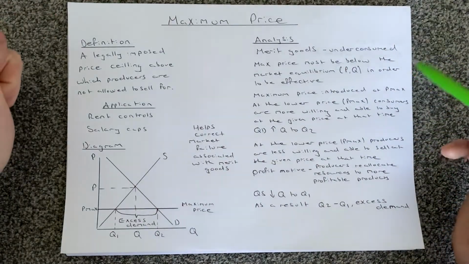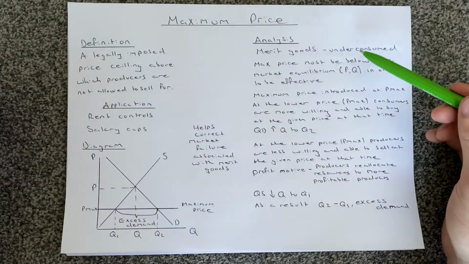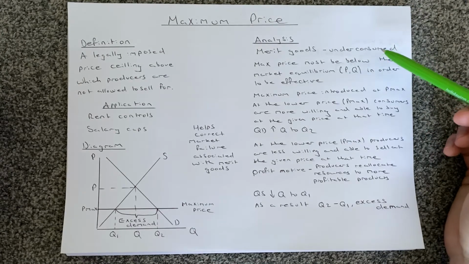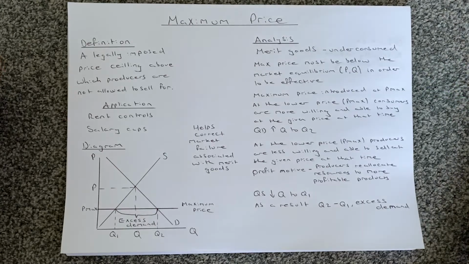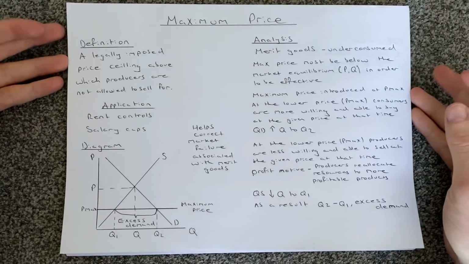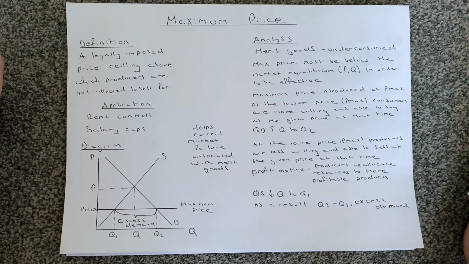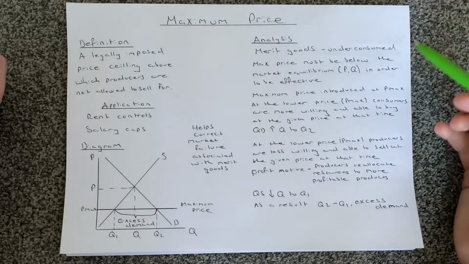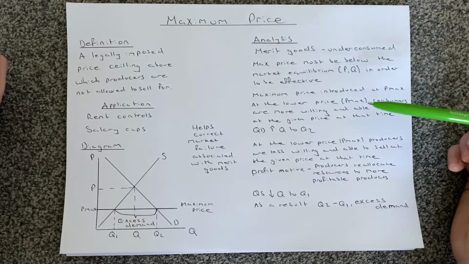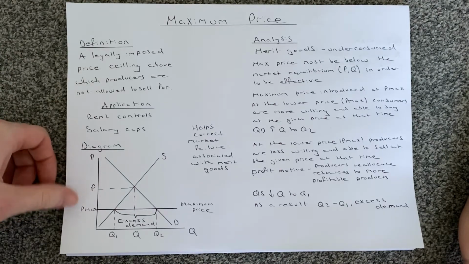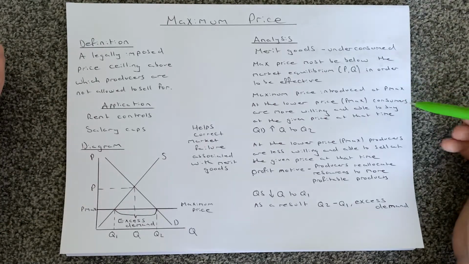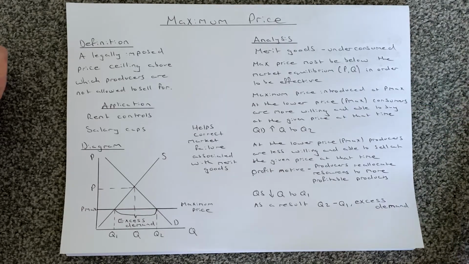So just to recap, we said that merit goods are underconsumed, and a maximum price may be introduced to help increase consumption of them. And obviously society can benefit from the positive externalities in consumption. Obviously the maximum price lowers the price because in order for it to be effective, it has to be set below the market equilibrium, and that encourages more people to consume the good because they are more willing and able to buy at that given price of PMAX at that particular time.